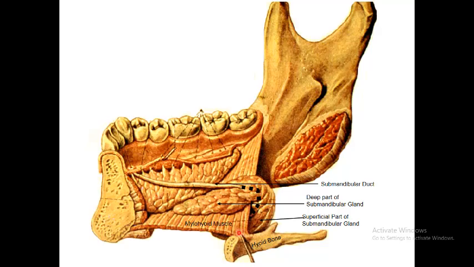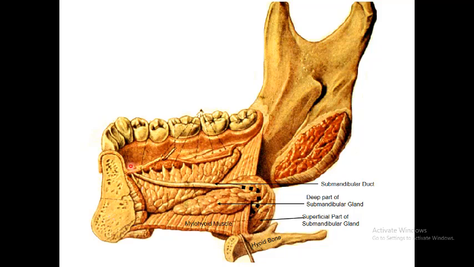So in this figure, we can see this is the submandibular salivary gland. The submandibular salivary gland lies in the floor of the mouth. This is the duct of the submandibular salivary gland. It runs beneath the floor of the mouth to open here on this elevation. This is the sublingual papilla.